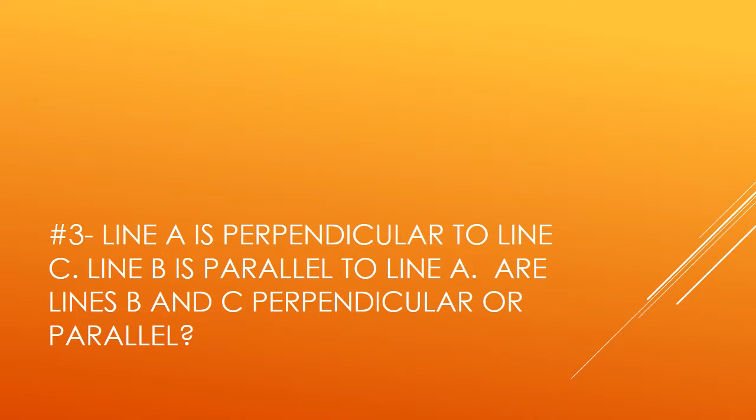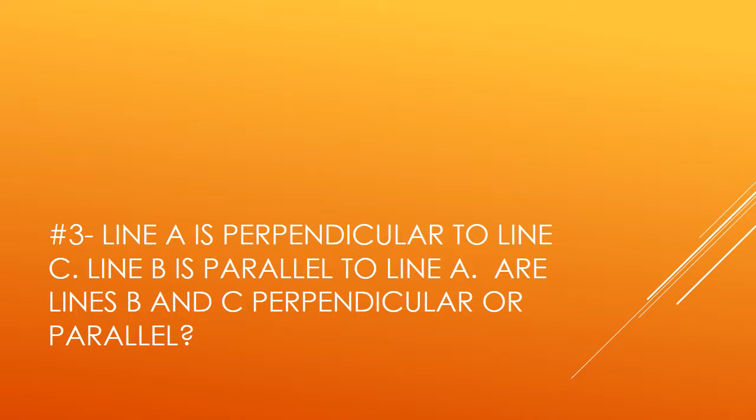Okay, so now let's look at number 3. Number 3 says a line is perpendicular to a line C. Line B is parallel to a line A. Are lines B and C perpendicular or parallel? Just remember, these are examples that I'm giving you that are different than what's on your geo packet. It should then help you be able to do the problems.